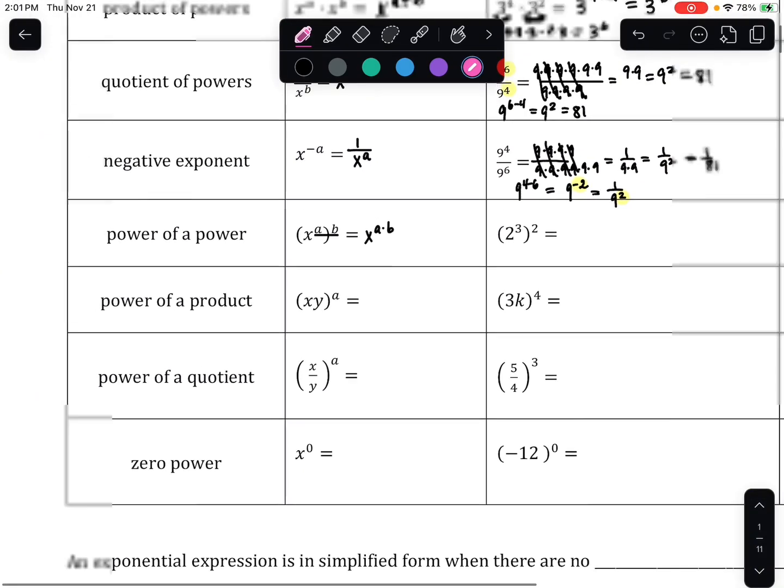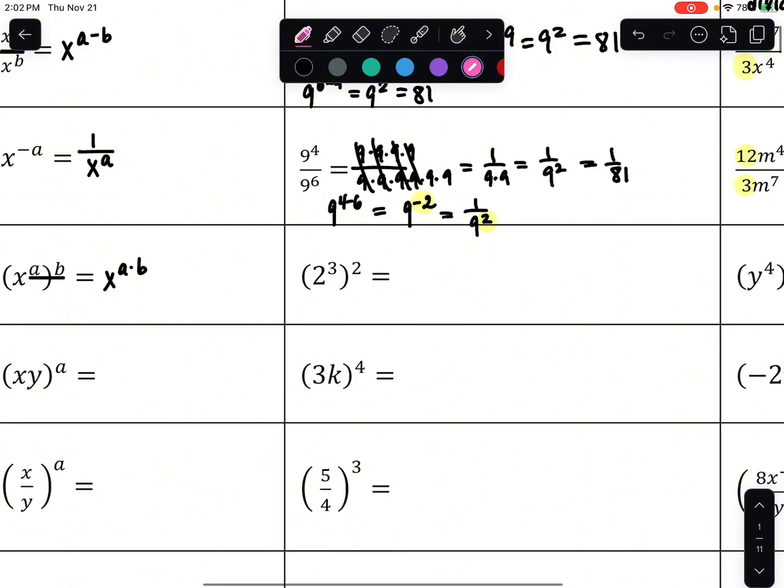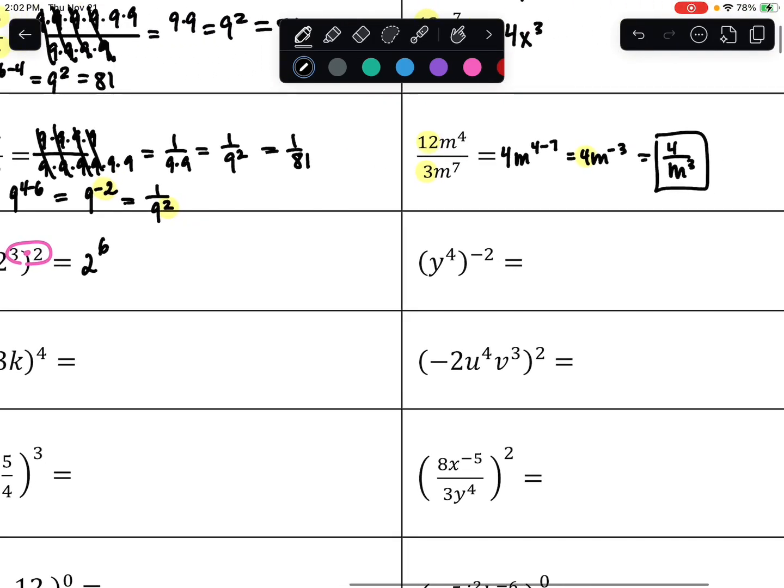And so for these next examples, I have a 3 and a 2. Those need to be multiplied, so this would end up being 2 to the 6th. Here the 4 and negative 2 would multiply to give me y to the negative 8. Negative 8 means it should be on the bottom with a positive 8.